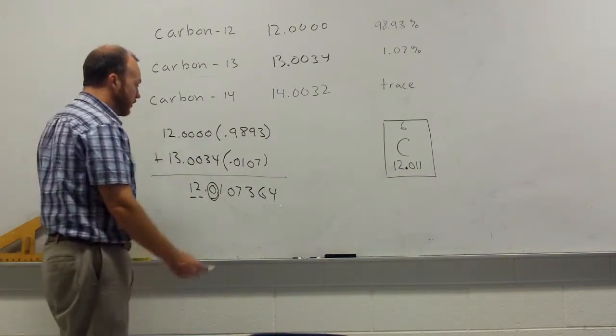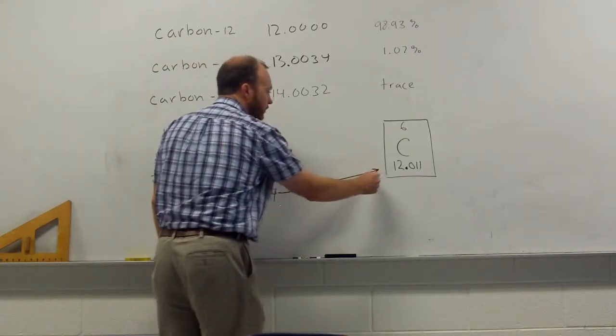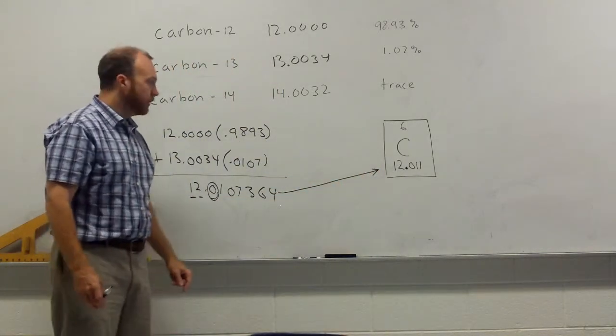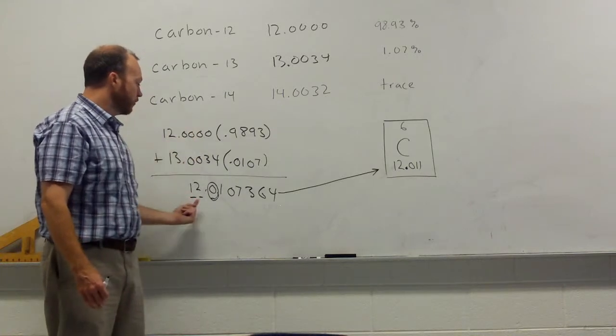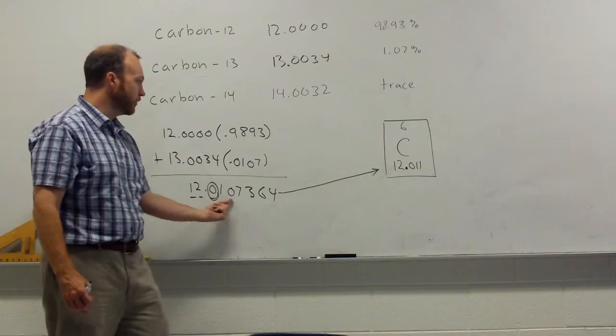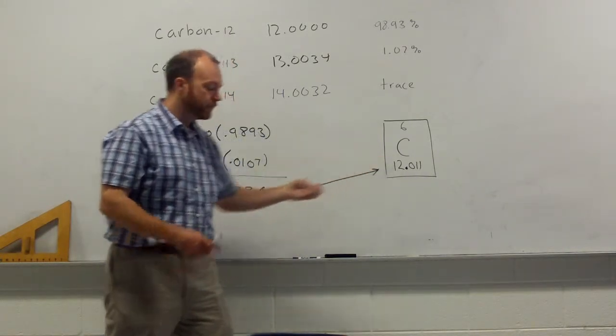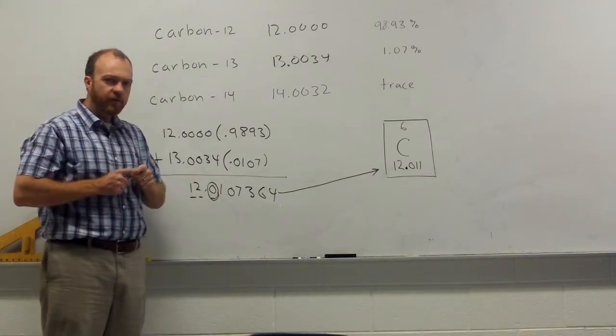Okay? I do want to show you, though, without rounding off, our calculation agrees with what you would find on your periodic table because I've used actual values. 12.0107, if we rounded that off to this place, we get 12.011. That's what you find on your periodic table. Now, just wanted to give you an example of how to do that.